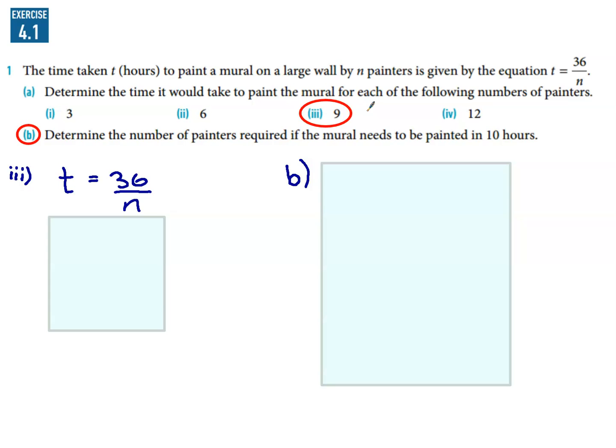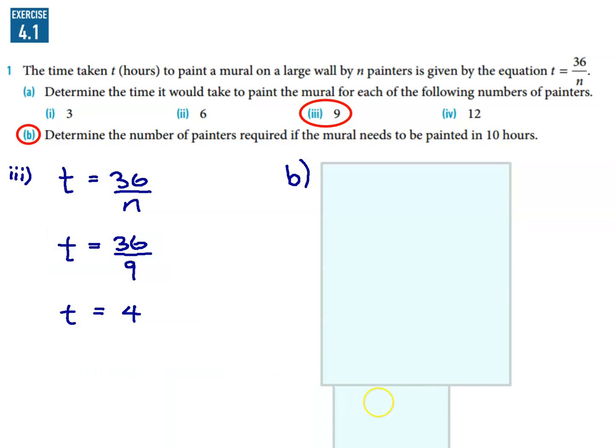Fairly obviously, I hope, there's your formula that I copied from the question. And if you have 9 painters, the time is going to take 4 hours. I should have put the units on that, so I'll go ahead and do that right now.